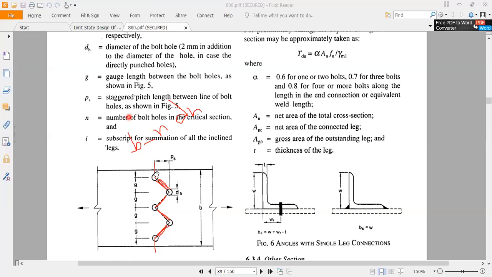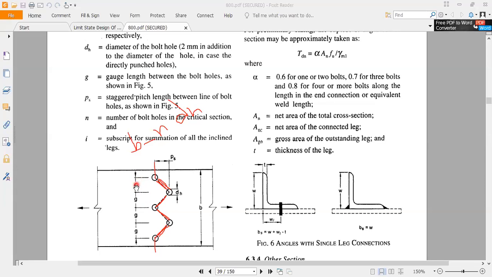Now what is ps square? It is the gap between these two holes. As this inclined portion is between two bolts, along this horizontal line, what is the distance between the two bolts? That is ps, and this vertical distance is g, small g. It will be same for all.